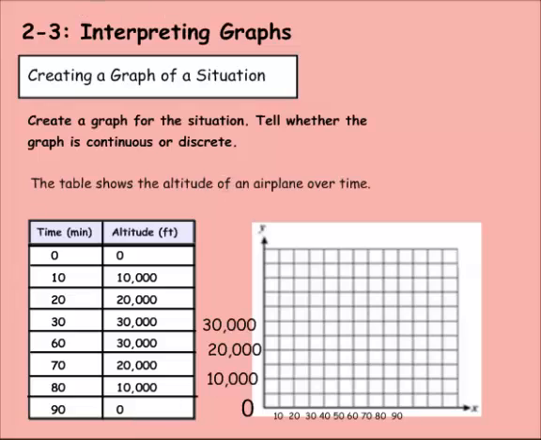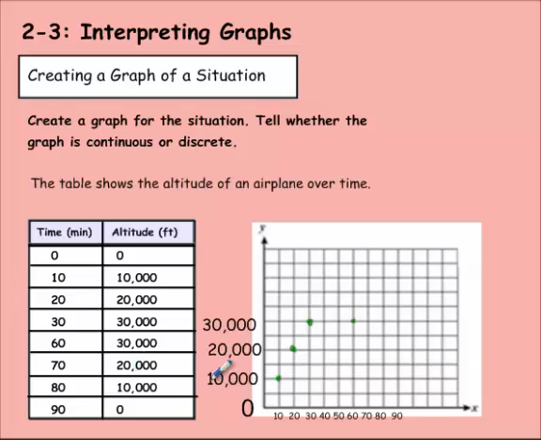So after 10 minutes, the plane is at 10,000 feet. So here's where we would do that. 10 minutes, 10,000 feet. Here we have 20 minutes at 20,000 feet. So 20 and 20,000. Here we have 30 and 30,000 feet. So we're seeing a trend here. Here's where the trend stops. 60. So it skips 40 to 60 probably because the plane just stays at that level. So we'll skip the 60. We'll put 30,000 here too.